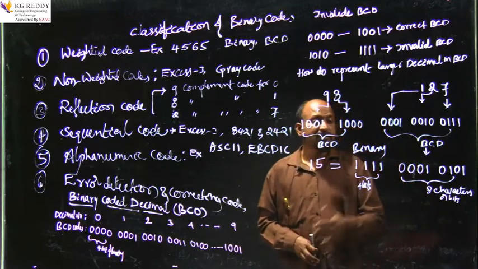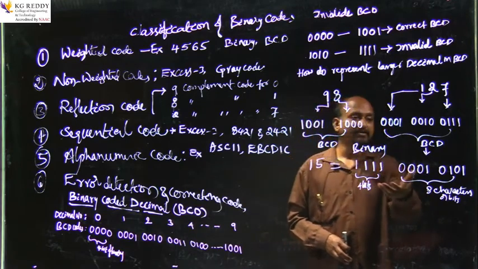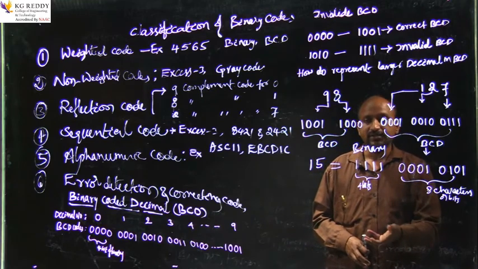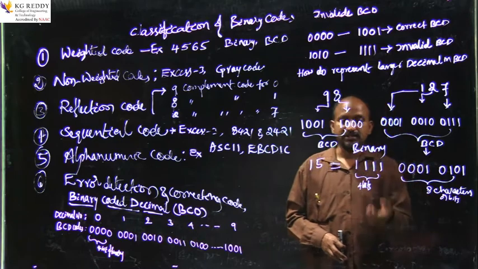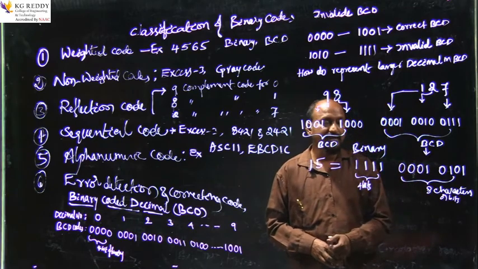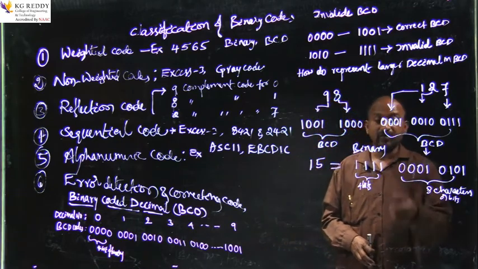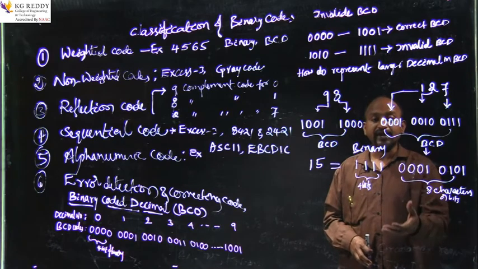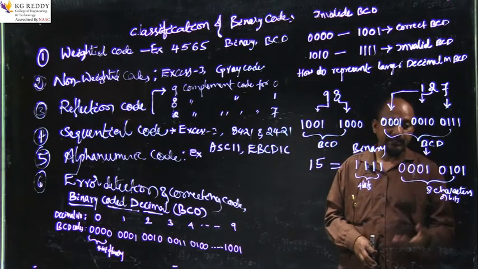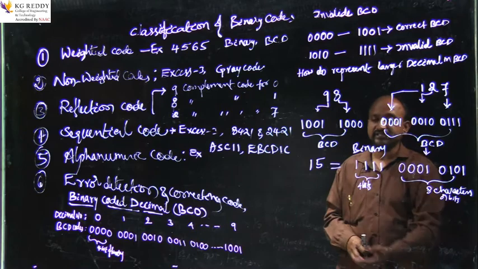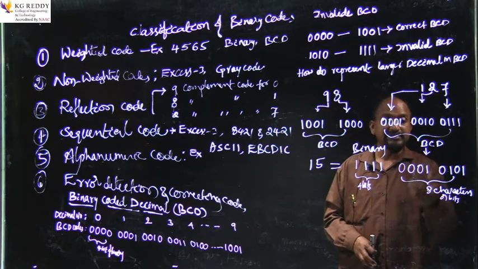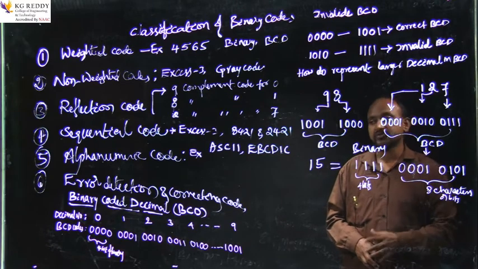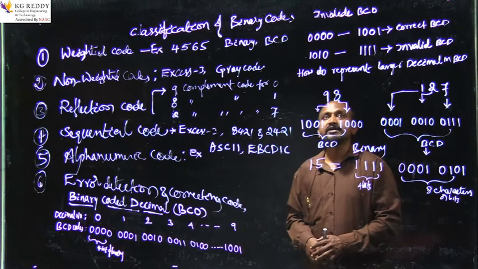The difficult point is the complexity of addition and subtraction. A different set of rules applies to addition and subtraction. This is one disadvantage. The other disadvantage is that it requires more characters. Like the example I mentioned, 15 in binary is all ones, 4 bits only, whereas in BCD it requires 8 characters. This is one of the biggest drawbacks of BCD.